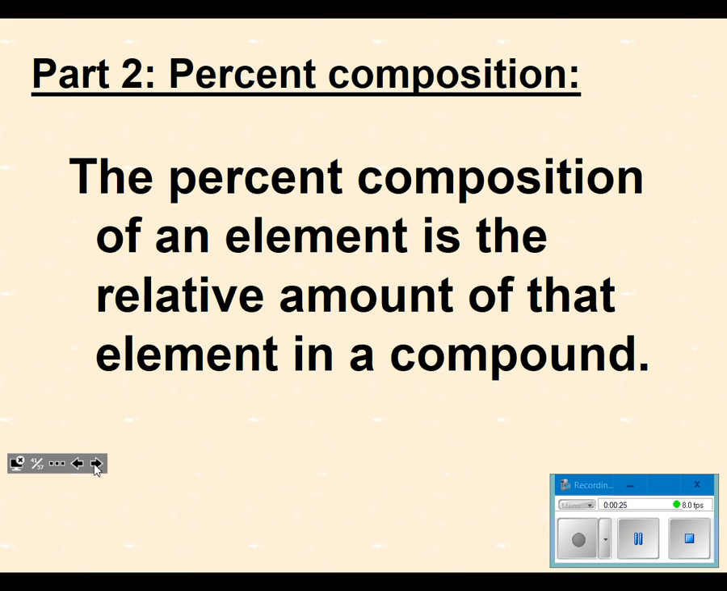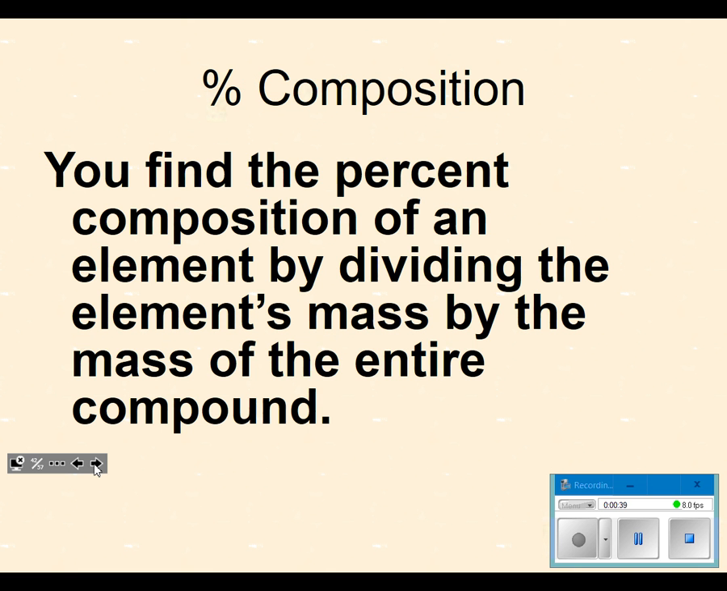The percent composition of an element is the relative amount of that element in a compound. Okay, so we're just going to talk about really what is the part to the whole. That's what percent composition is. So you find the percent composition of an element by dividing the element's mass by the mass of the entire compound. So it's always done the same way.